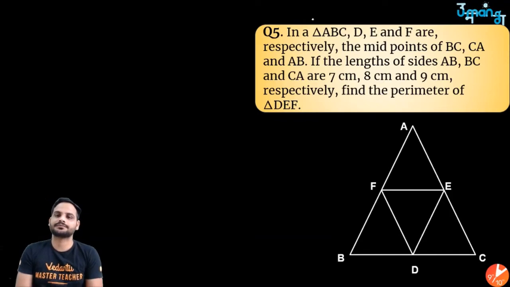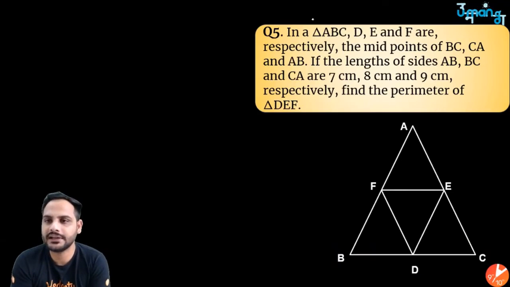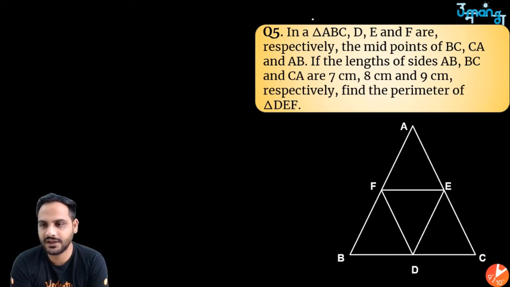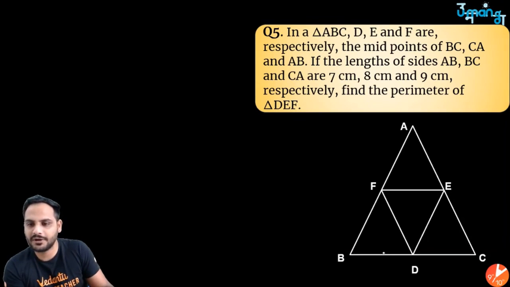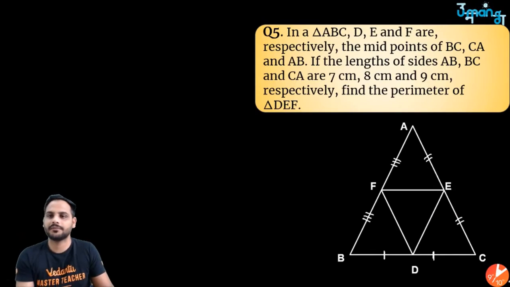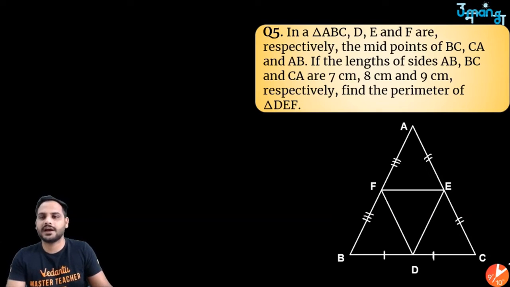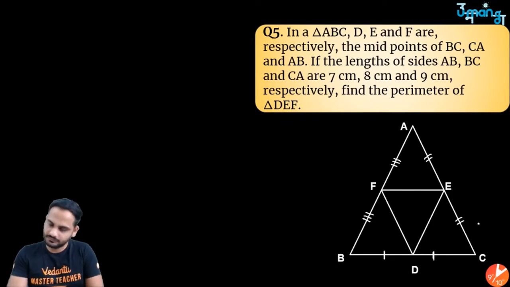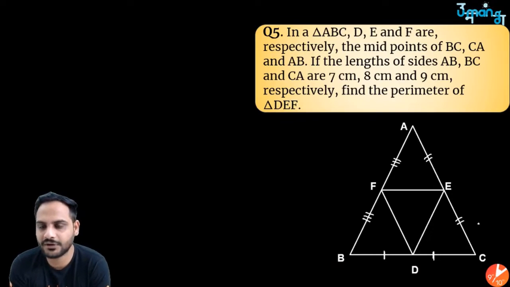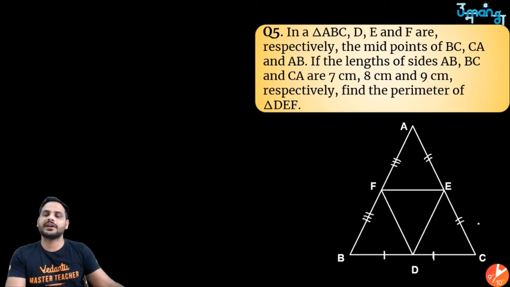नेक्स्ट क्वेश्चन क्या है देखो. In a triangle ABC, D, E and F are respectively the midpoints of BC, CA and AB. So D is the midpoint of BC, E is the midpoint of CA and F is the midpoint of AB. This is what is given. AB, BC and CA are of 7, 8 and 9 centimeter. AB 7 का है, BC 8 का है and CA is of 9 centimeter. Find the perimeter of triangle DEF. ठीक है, perimeter of DEF पता करना है बेटा.